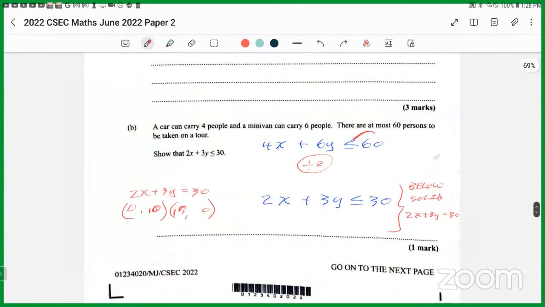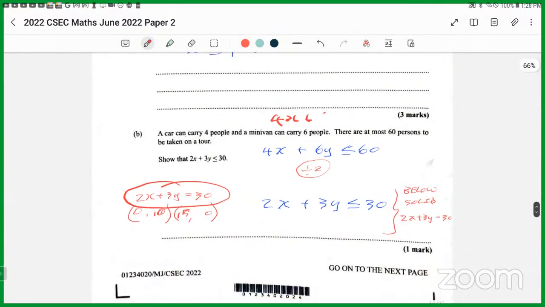See there? Right? See, at most 60. So if you're carrying that actual number of 60 persons, it means that you're on the line for the equal, when it is equal to 60. So this now, when it is equal to 60, brought down to this line that is now equal to 30. So if you want to carry exactly 60 persons, you have to be on this line, 4x plus 6y equals 60.